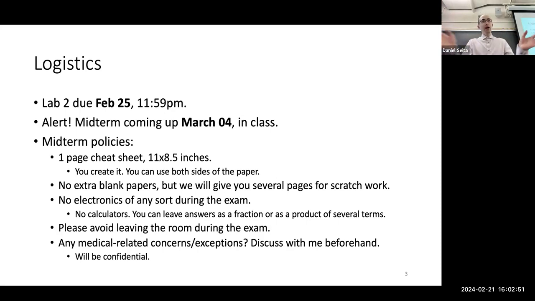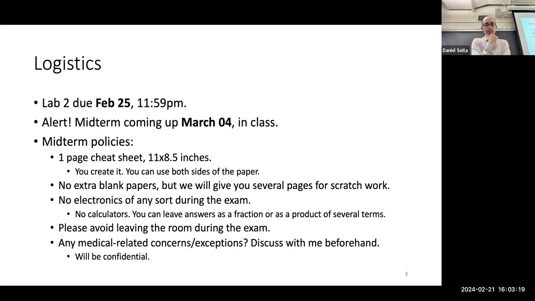Try to avoid leaving the room when you're taking the exam. If you do have to in an emergency, you just come up and hand over the exam to us. But if you have any medical related concerns or other things that you're worried about, just talk to me about it, and we'll keep it confidential. I won't talk about it with the TAs if you prefer that.